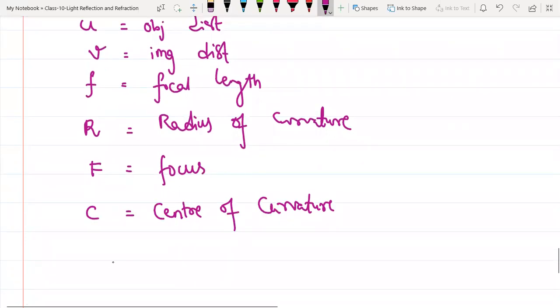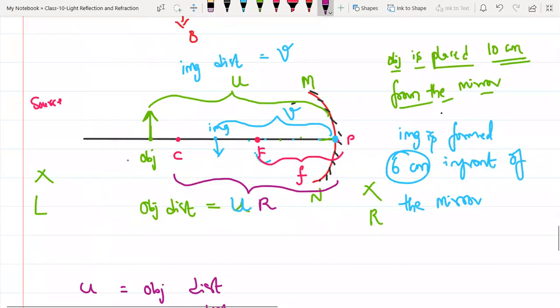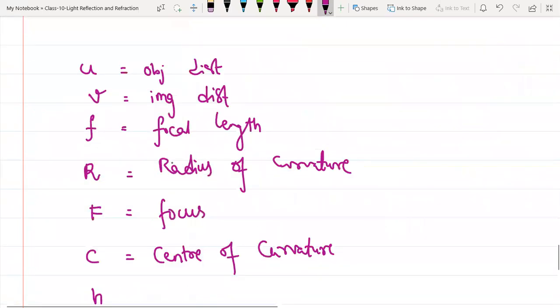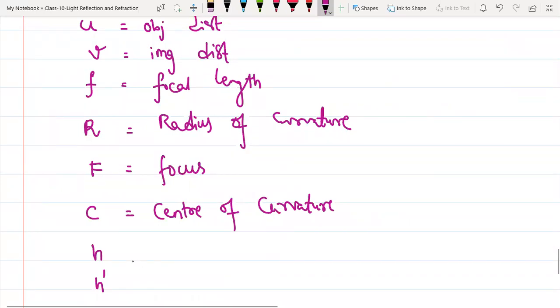And we are left with two letters, H and H dash. You see guys, this is the object and this is the image. Object will have some height, isn't it? Maybe 2 centimeter height object. Now the object's height is represented with letter H and this is the image height, right? Maybe 1 centimeter. So H dash represents the image height. H stands for height of the object.